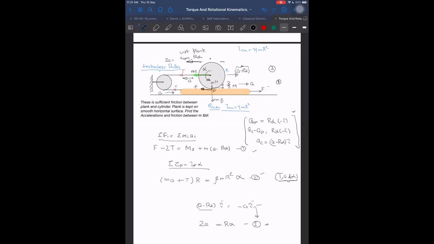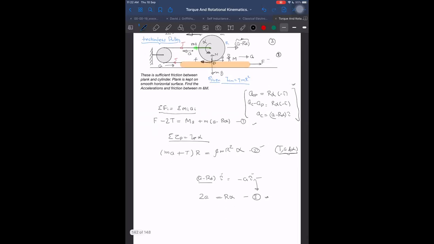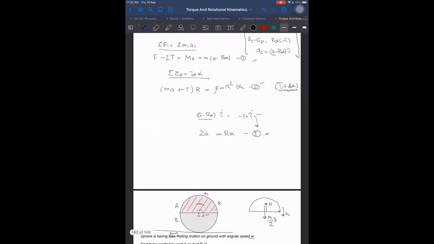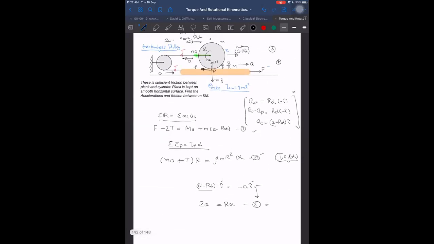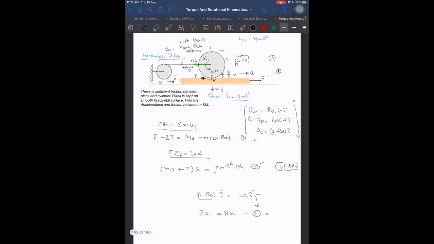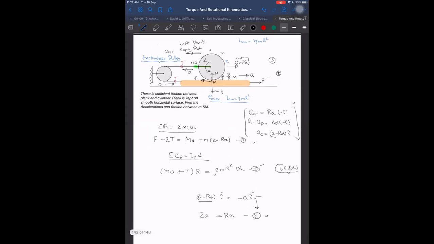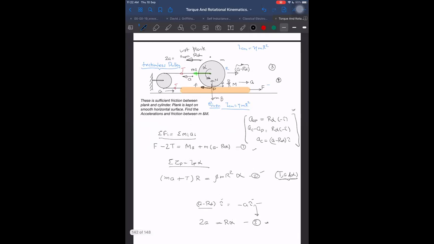Can you get the answer now? We get 3 unknowns, 3 equations. We can get it. Doubt: A_CP is equal to R alpha, right? What about the direction?